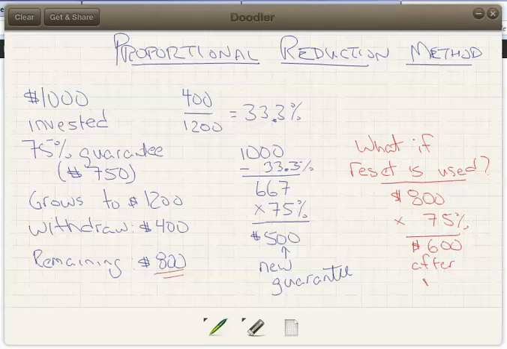None of these things change the fact that they have $800 invested. They had $1,000, that $1,000 grew to $1,200, they took out $400, they're left with $800. All this other stuff is just about the new guarantees. Again, the concept of a proportion here, 33.3% is a proportion. That's something that you do have to understand in order for this to make sense.